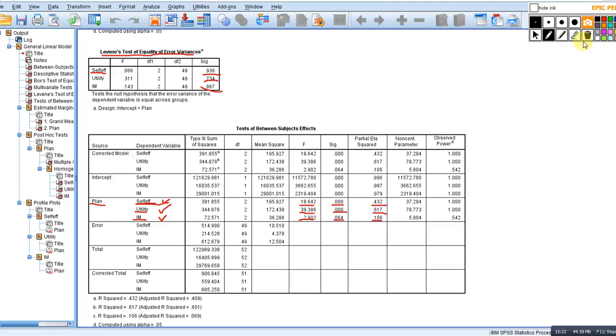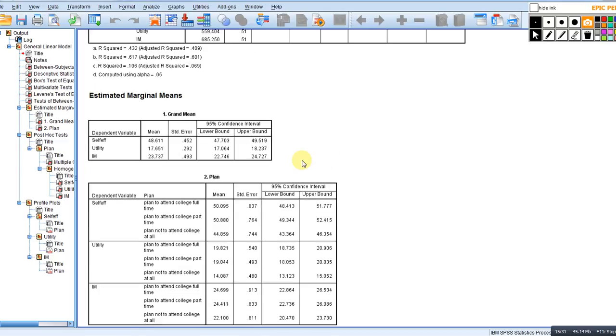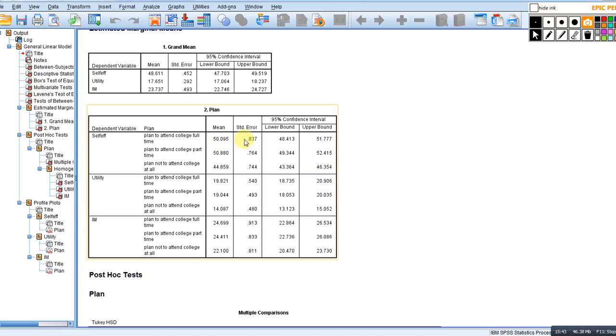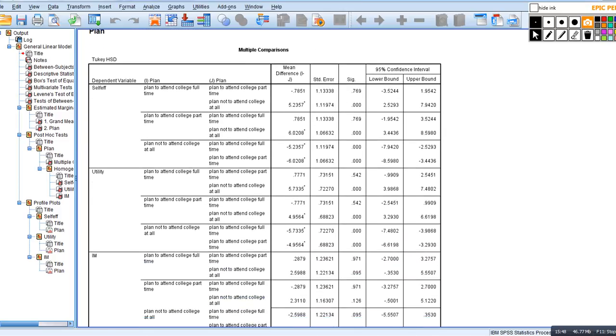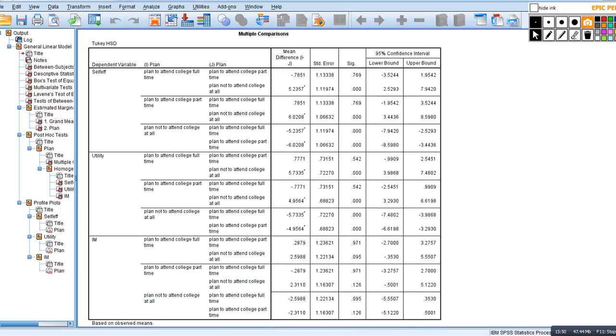Nevertheless, we'll just continue to scroll down, and you'll see now we've got our marginal means. Again, the means are provided in the table above. You've got standard errors and confidence intervals associated with each group, and your means and standard errors for each of your plan groups as well. For the post hoc tests, again, this is not exactly keeping with the logic of the MANOVA, but this is a common follow-up strategy that folks adopt, so I thought it was important to at least acknowledge it.